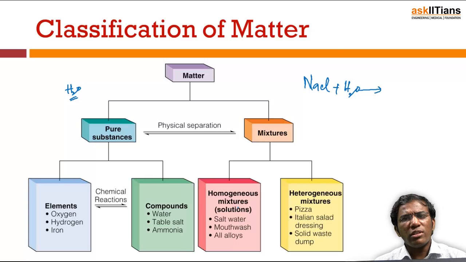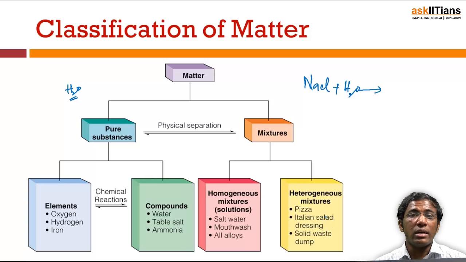Homogeneous means it should contain only one phase, right? Its composition should be uniform throughout. You cannot see two different phases. On the other hand, heterogeneous mixtures don't have a constant or uniform composition throughout the mixture. The composition varies from place to place within the mixture. Examples are pizza and Italian salad dressing.